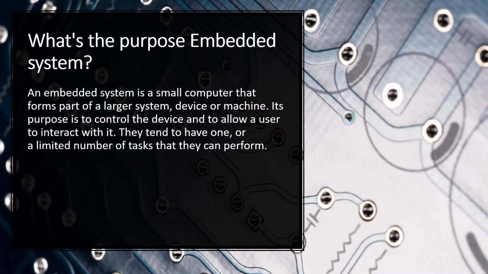Everything should have its own purpose. These are small computers within a large system, which means a small computer inside a large system of devices or machines. Its purpose is to allow users to interact with the device, like an interactive module. These are limited to a limited number of tasks, which reduces the problems they face or have to perform.